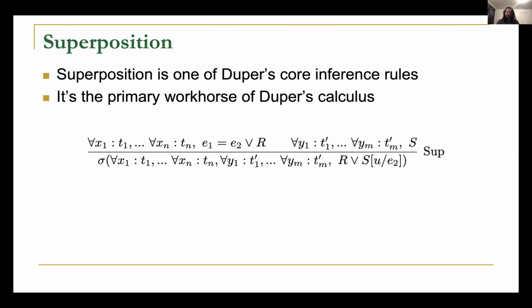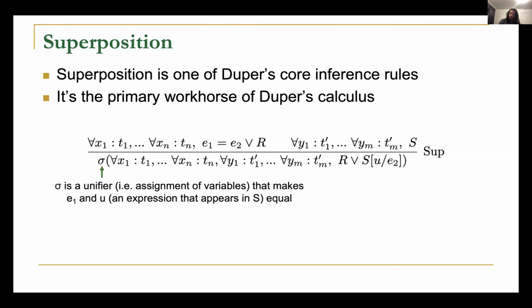Now that we've seen the format that Duper's inference rules require, we can look at one of Duper's core inference rules, the superposition rule. This rule takes in two fully clausified facts, at least one of which must be the current given clause, since that's the clause we're generating inferences from. The other clause will generally be taken from the active set, since that's where Duper stores its fully clausified facts.